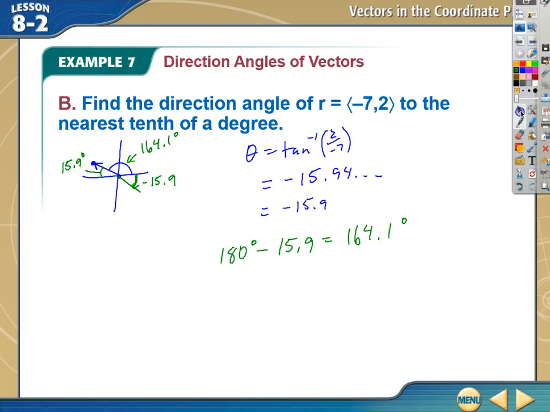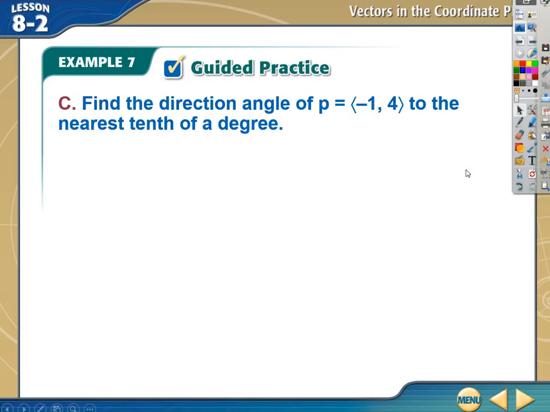See if you can learn what you have unlearned or unlearn what you have learned. So here, again, find the direction angle. Here I am, negative 1 comma 4, to the nearest tenth of a degree. My expectation is for you to set it up. Draw me the picture and set up the inverse tangent. So I'm going to get it semi-started here. Where is my radius put on there? And my theta, it's going to equal inverse tangent of what over what? You need to fill in the blanks. We'll see you on the flip side.